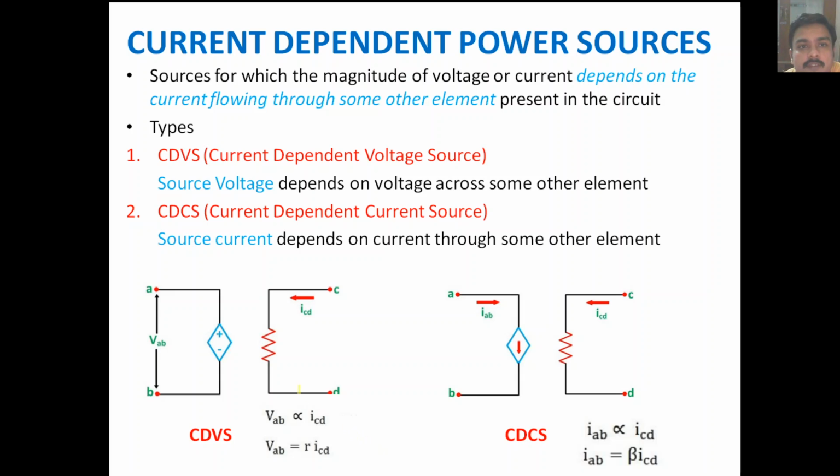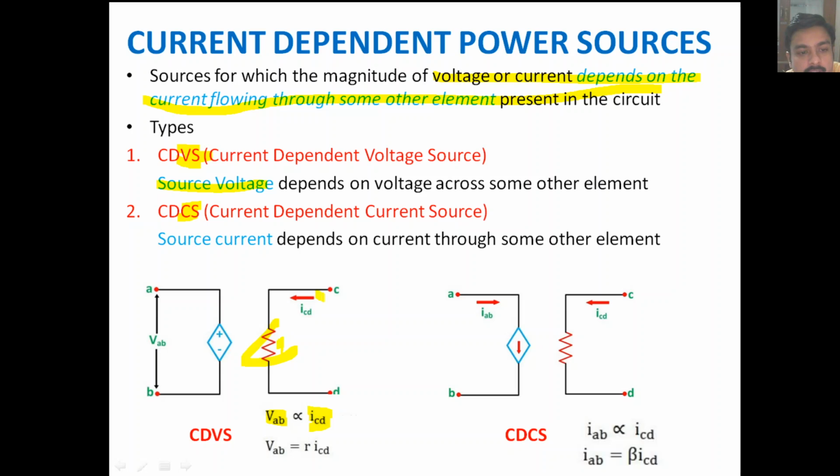Last but not the least, we have current dependent power sources. The definition says that the magnitude of output voltage or current depends upon the current flowing through some other element present in the circuit. According to this, we have current dependent voltage source and current dependent current source. In case of current dependent voltage source, the source voltage will be dependent upon current through some other element, and in case of current dependent current source, the source current will depend upon current through some other element.